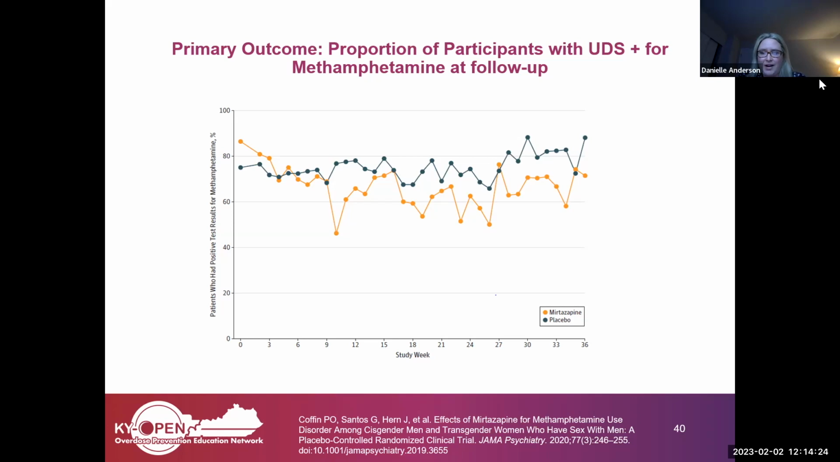One of the secondary outcomes from this study is that they saw a significant reduction in some sexual risk behaviors at 24 weeks. So there was a reduction in number of partners and a reduction of condomless anal sex. So while these patients were treatment seeking, they also improved some of these other harm reduction strategies.